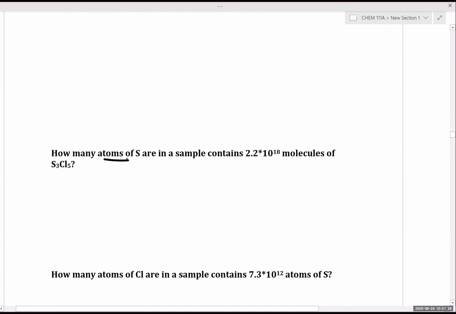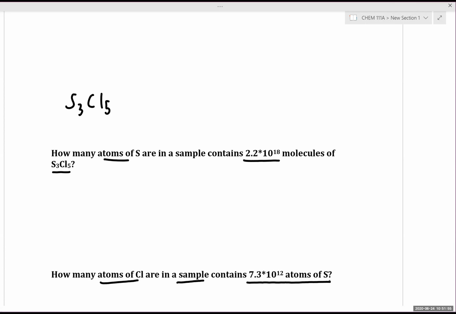How many atoms of sulfur are in a sample that contains 2.2 times 10 to the 18th molecules of S3Cl5? And then in the second part, I'd like you to tell me how many atoms of chlorine are in a sample of S3Cl5 that contains 7.3 times 10 to the 12th atoms of sulfur. So let's spend about 4 minutes working through this problem, and then we'll come together as a group to discuss. Don't be shy to submit your responses via Canvas, via private message in the Zoom chat, or by typing your proposed response directly in the public Zoom chat.